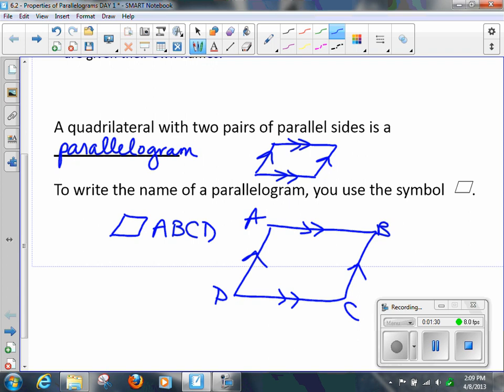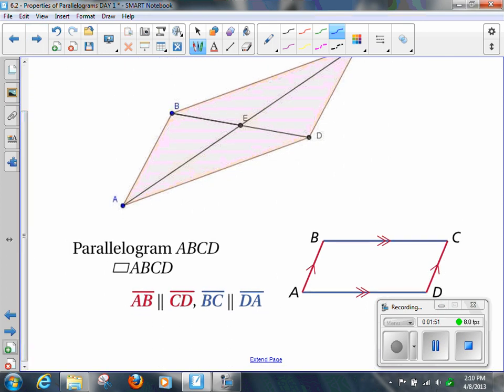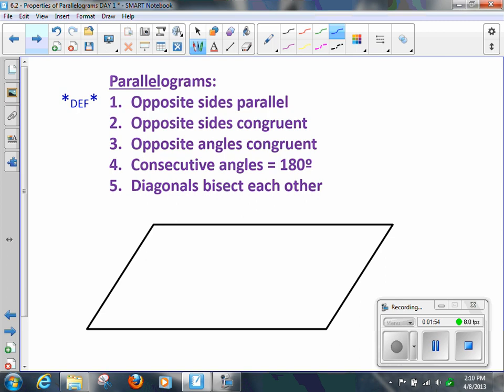Does it matter where I put those marks? Yeah, I have to put the one mark opposite the one mark. I have to put the two marks opposite the two marks, correct? So a parallelogram, bless you, says a parallelogram, hold on. Here we go. Flip to this page. You've got 5 properties of a parallelogram. 5 properties. And we're going to name it ABCD.